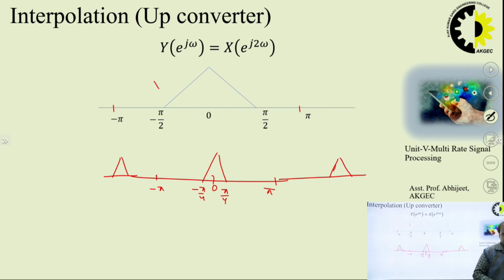So these are the two processes that are involved in converting the sampling rate of systems.